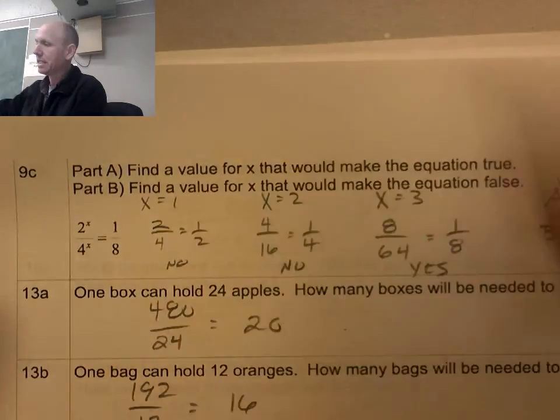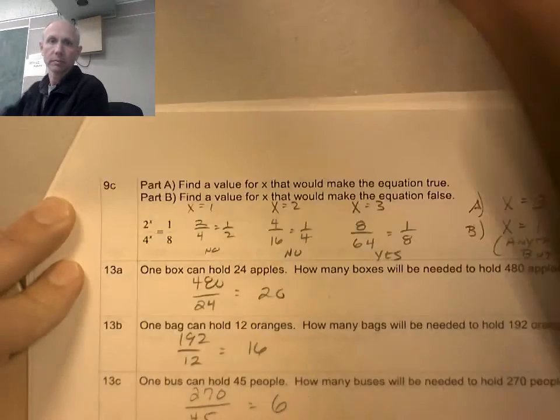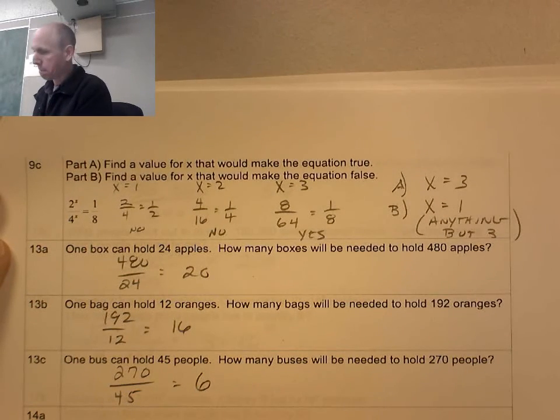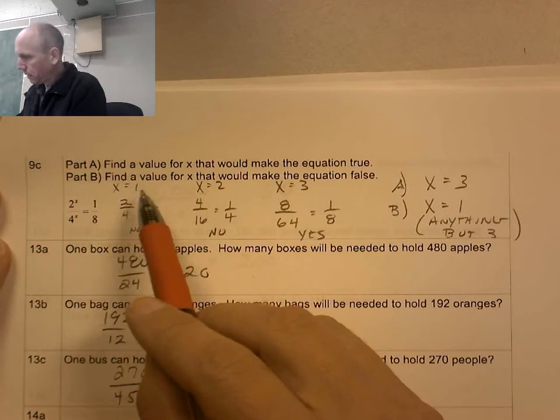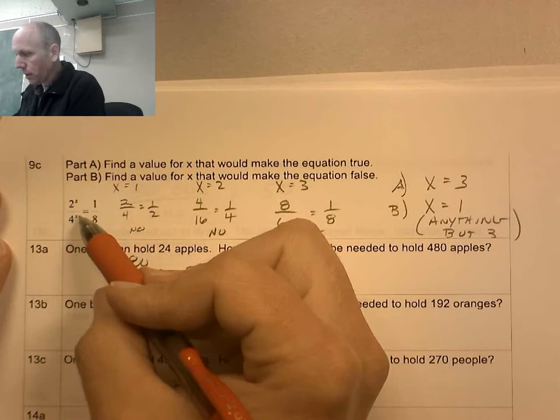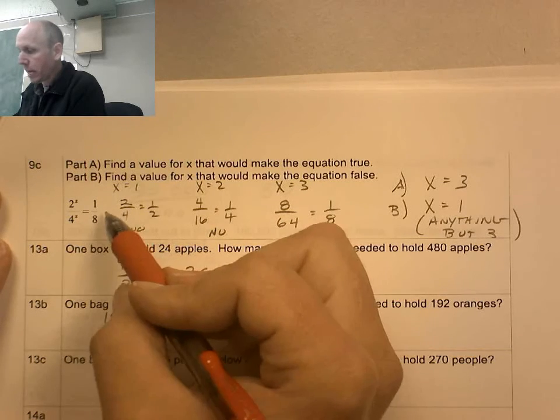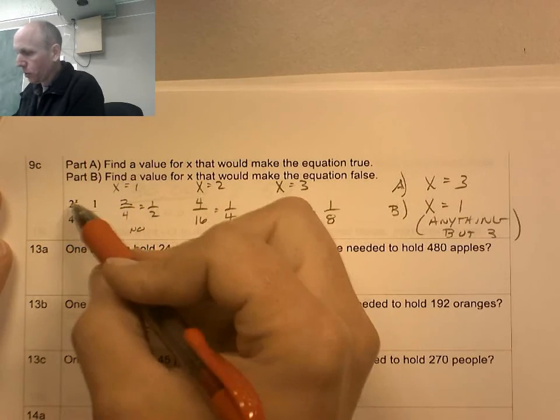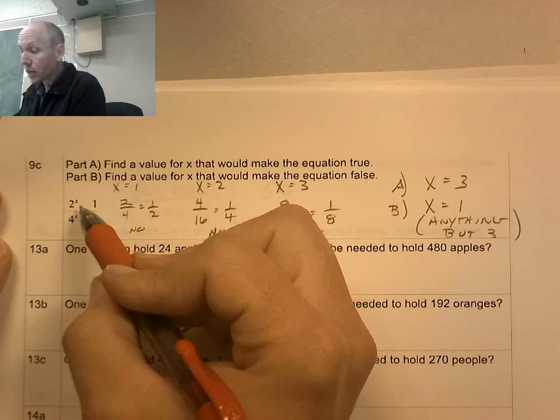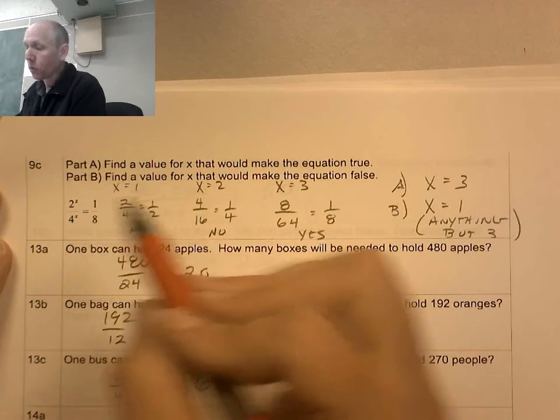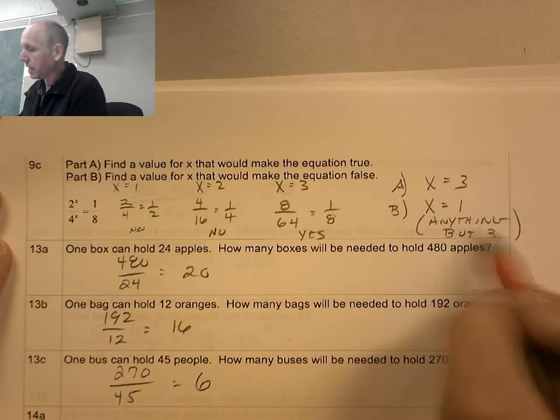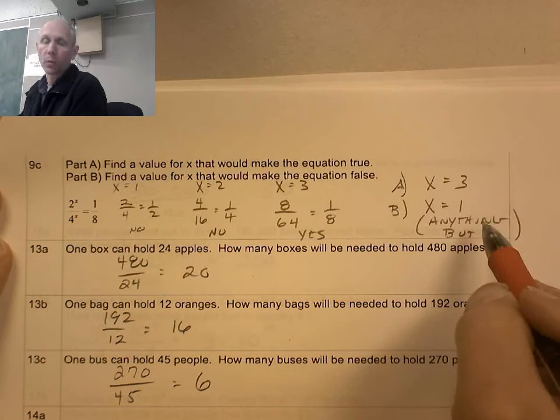This is 9C. Find a value. Okay, same idea. So if I go with 1, 1 would be 2 over 4, which is 1/2. Doesn't work. 2 would be 4 over 16, which is 1/4. Doesn't work. 3 would be 8 over 64, which does work. So I know that 3 works, and anything but 3 will not work.